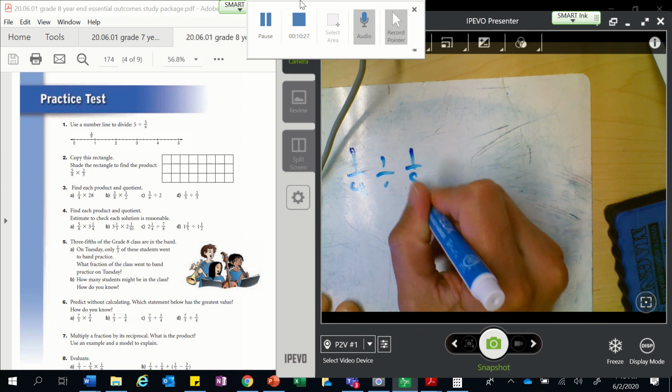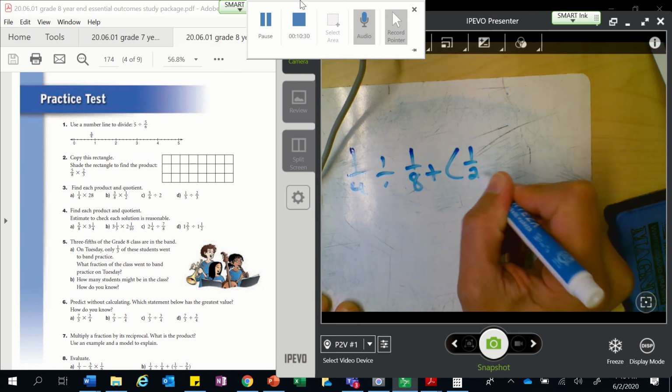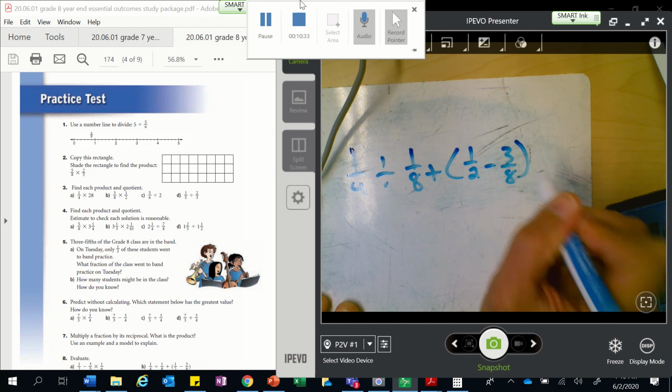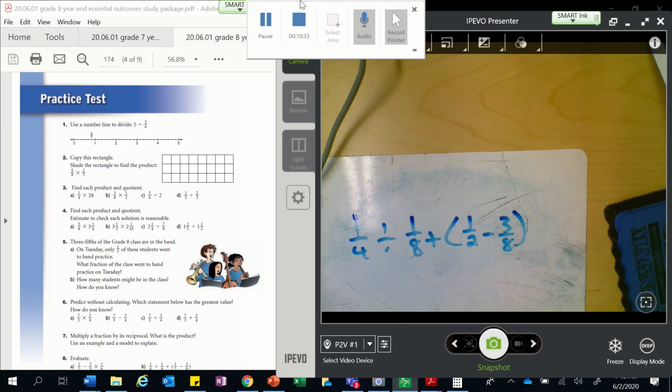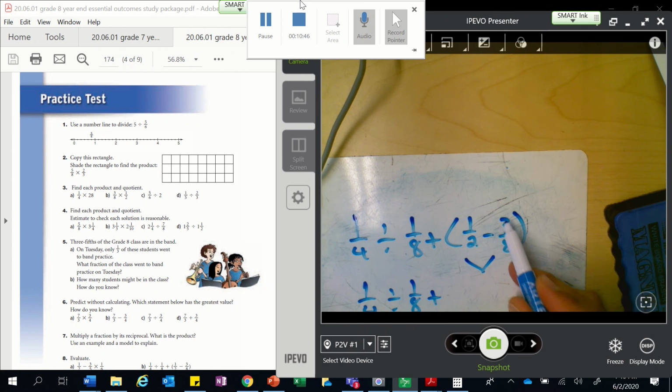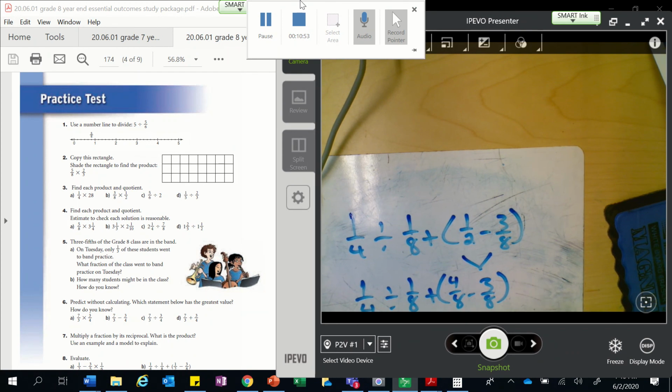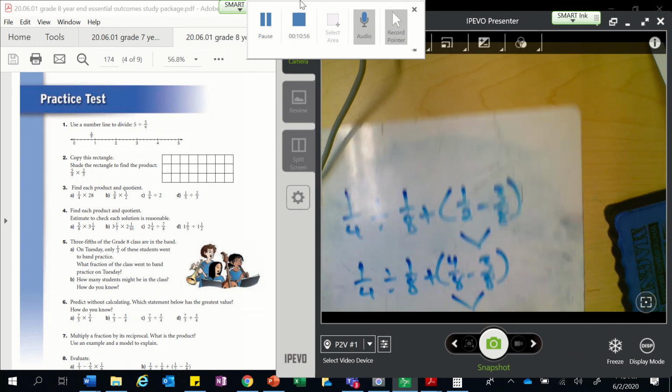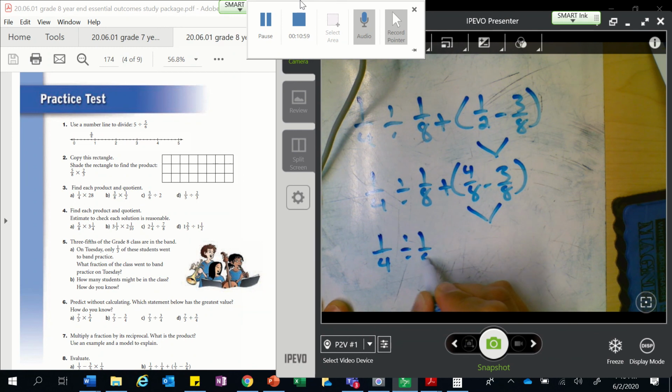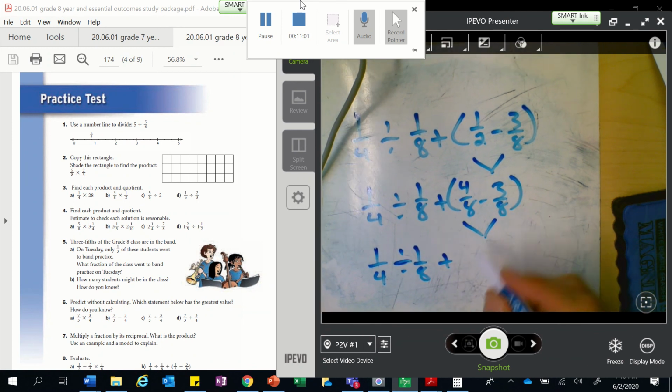You need to remember your order of operations. Now, if you watched the lesson yesterday, we reviewed the order of operations. So first goes parentheses. So the first thing we're going to do is write here 1 1/4 divided by 1/8, 1/2 minus 3/8. Well, 1/2 would be equal to 4/8. So if I put that down, I've got 1/4 divided by 1/8 plus 1/8. What do I do next?